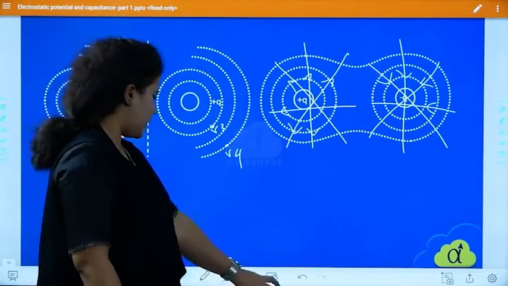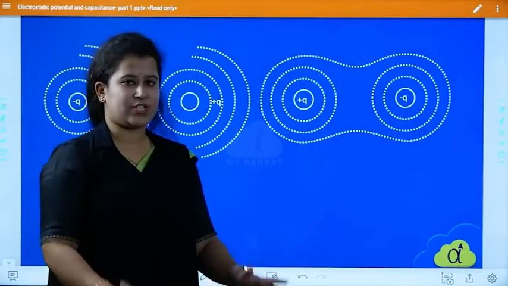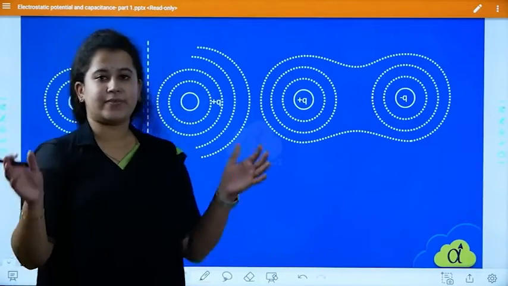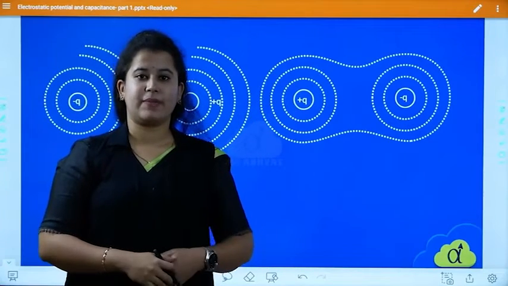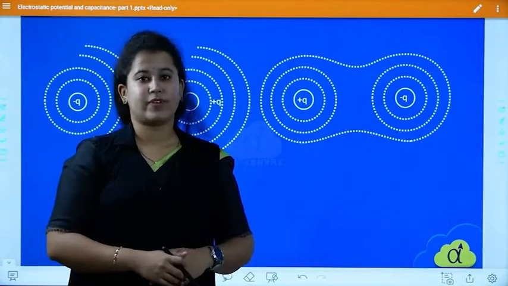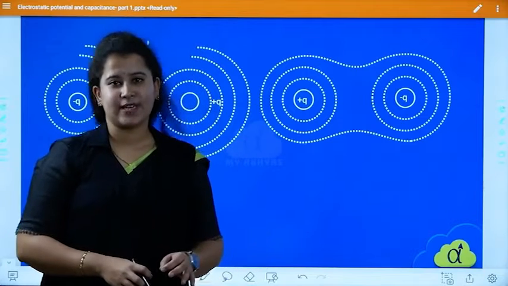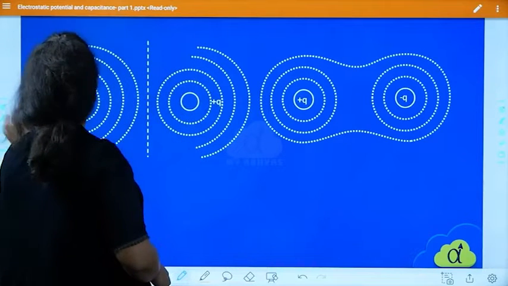Clear? I hope you have understood the concept of equipotential surface. Equipotential surface means that on the surface, whenever you calculate the potential, it will be the same. That type of surfaces we call the equipotential surfaces. Clear? Moving on to the next.